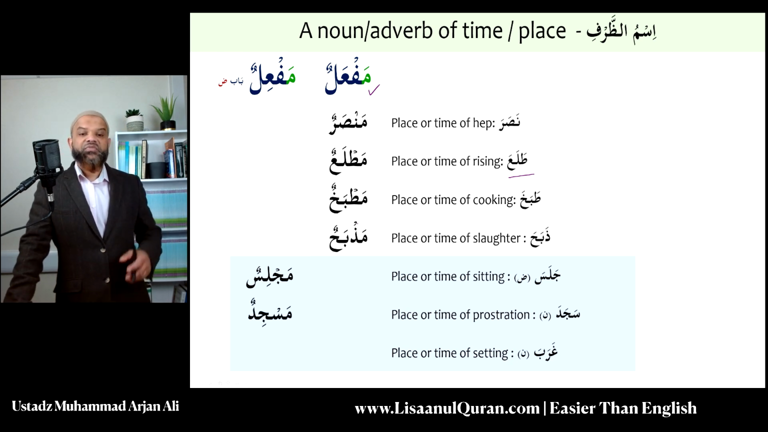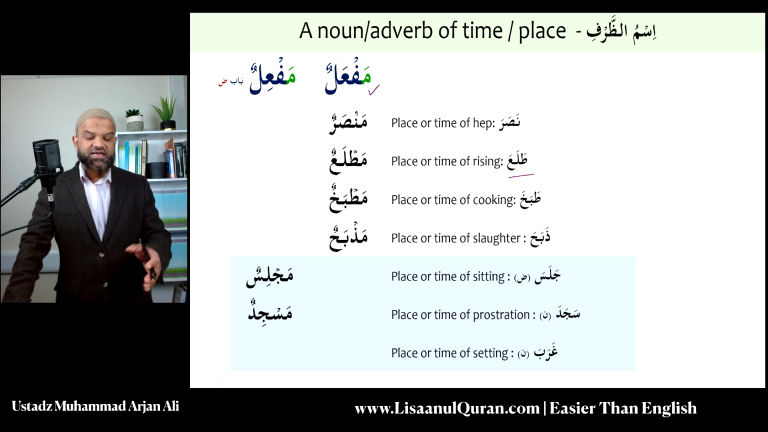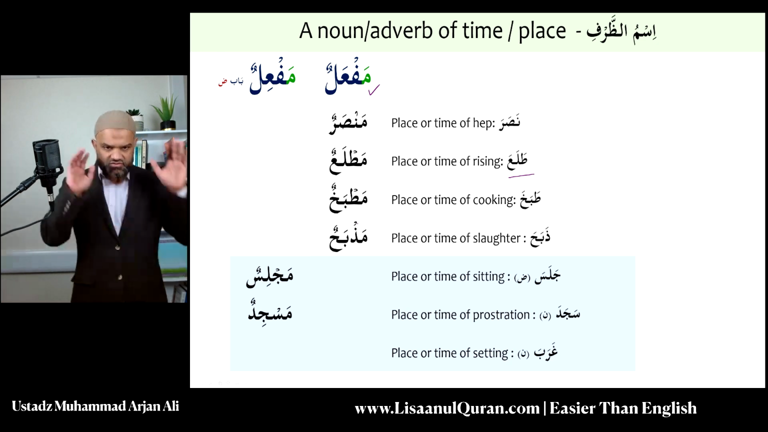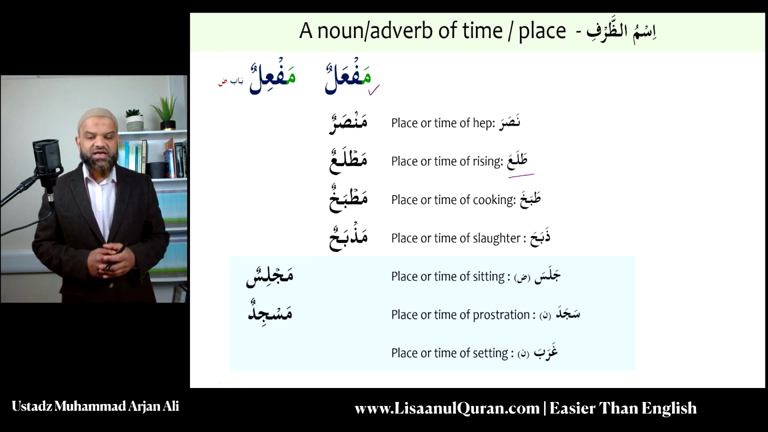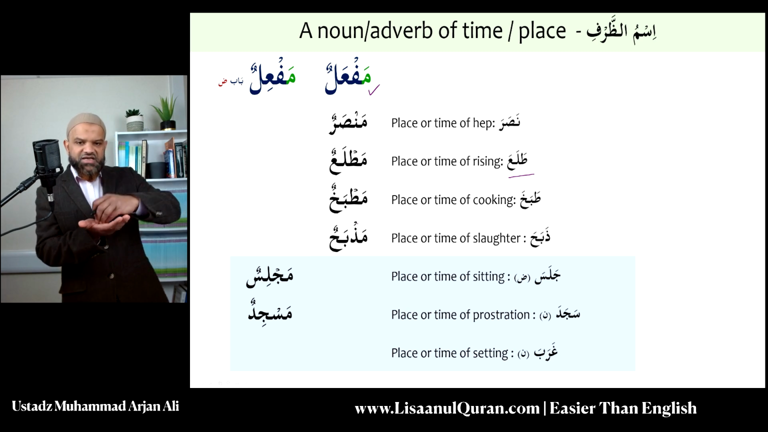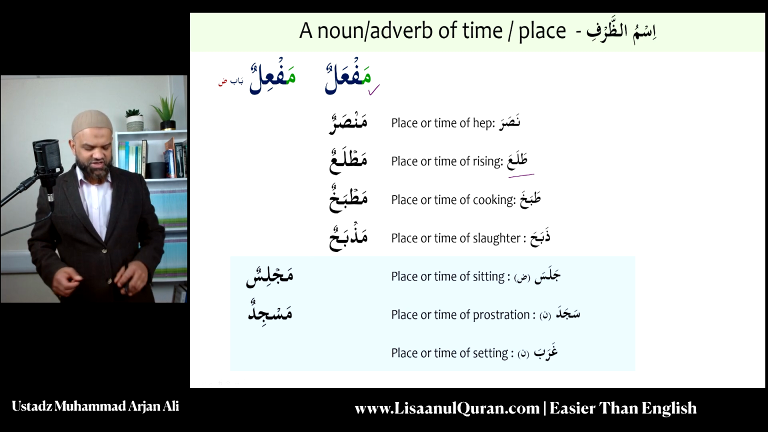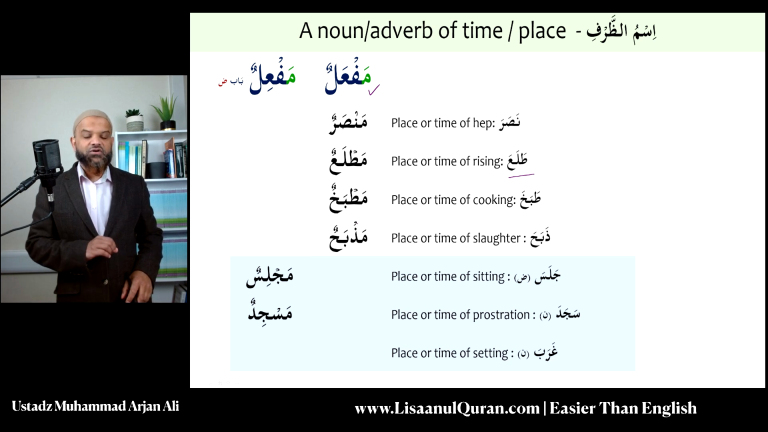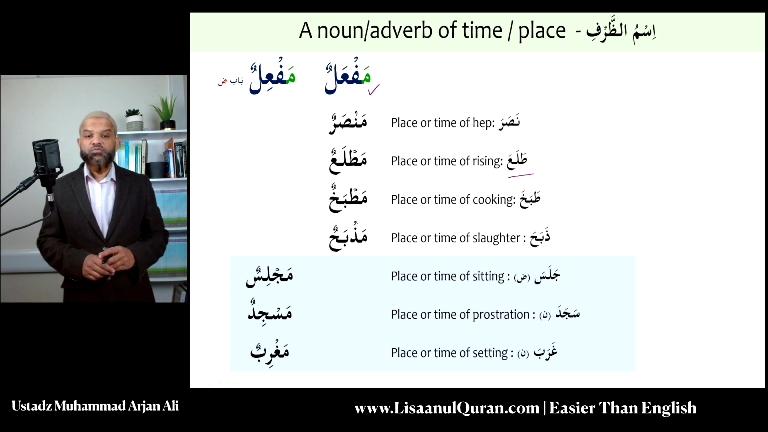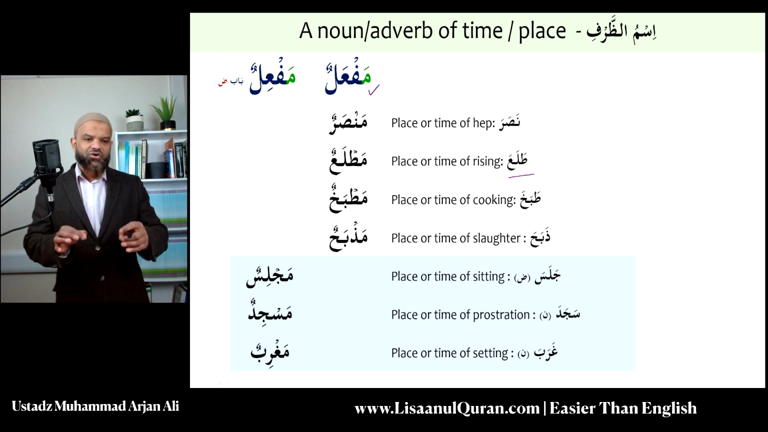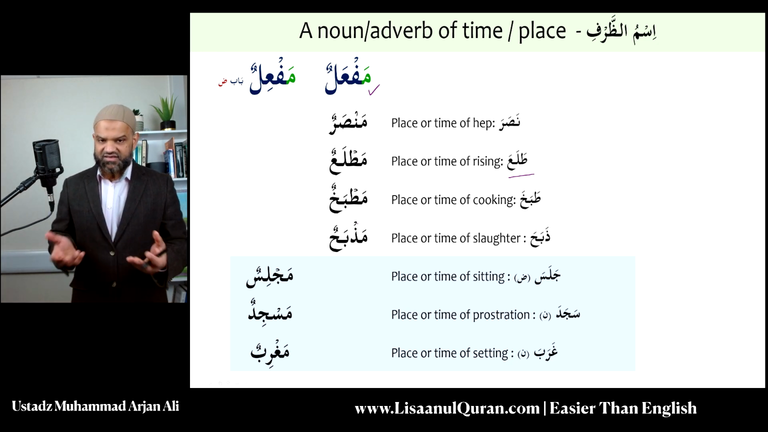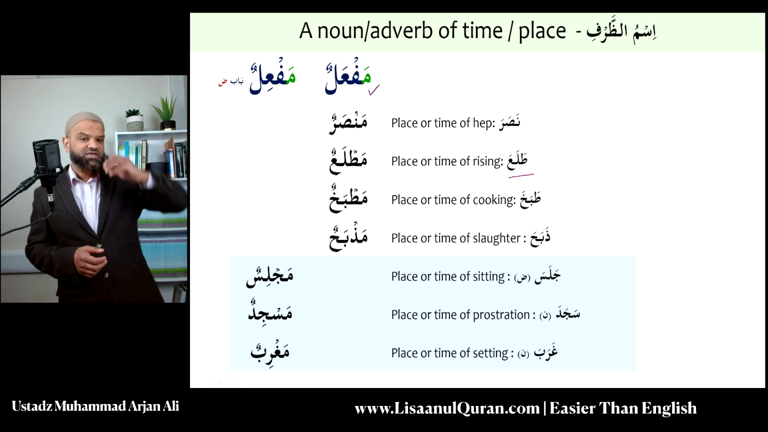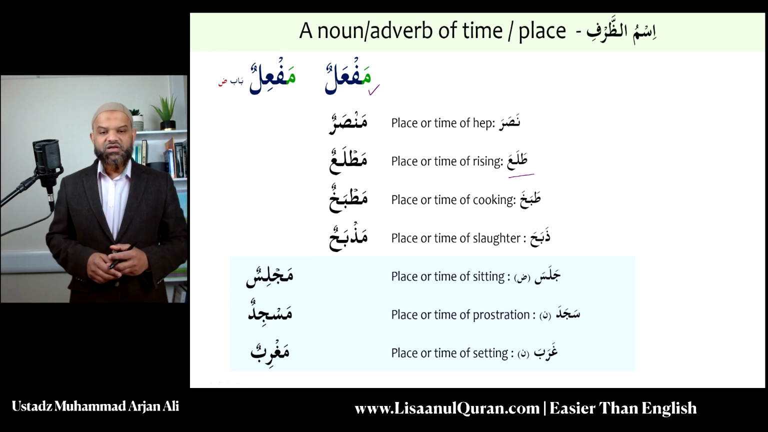Example, sajada, masjidun. Look how beautiful it is. Sajada, to prostrate, to do sajda. The place where you do the sajda is called a masjid. Of course, we know that as mosque. Masjidun, the place of doing sajda. Of course, it can also refer to the time of doing sajda. And maghribun. Maghribun, the time of setting. Of course, we use maghrib for the sunset prayer, that time. Also, the place where the sun sets is called maghrib, which we know as west.